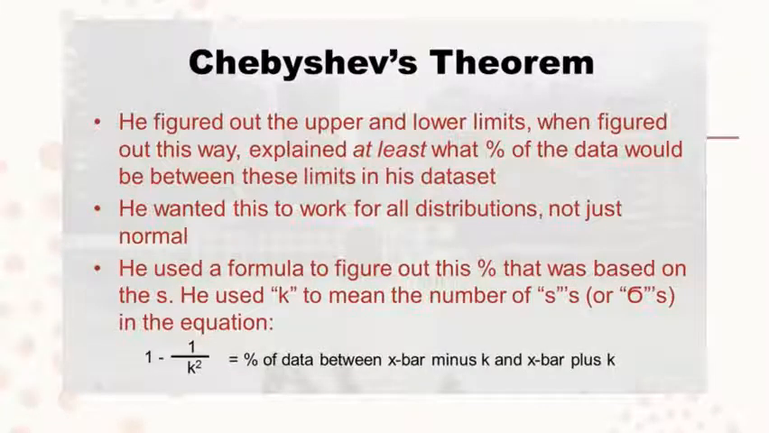So Chebyshev's theorem, all right. Piggybacking off of the previous slide, he already figured out how we can create upper limits and lower limits, right, in your data set. But then he figured out that if you use this method, it also explains at least what percentage of the data values would be in between those two limits. Like you have your upper limit and then you have your lower limit.